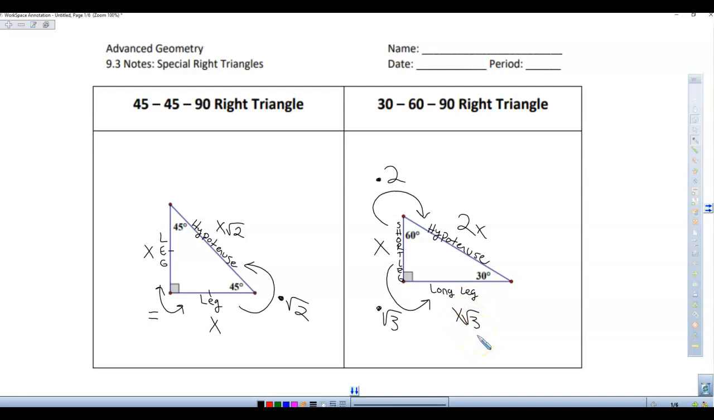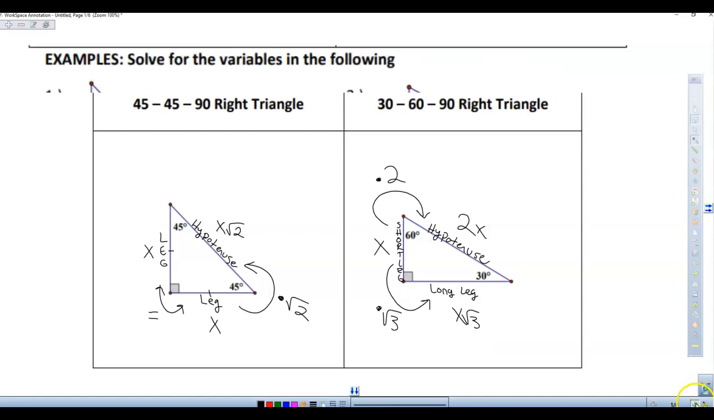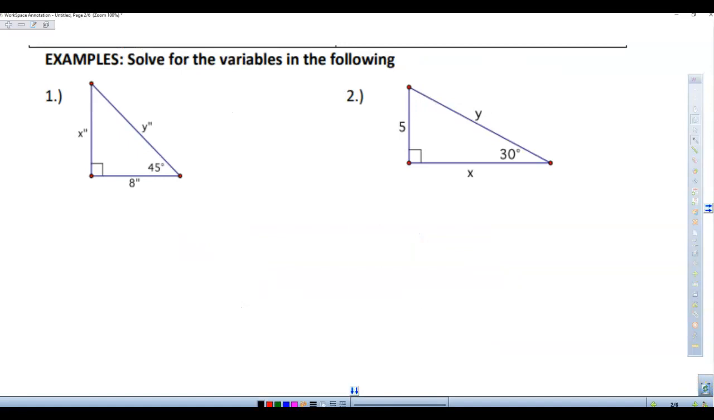So we will use this map, and we'll refer to short leg and long leg and hypotenuse when we do the following examples. So what I'll ask is that we do the first couple together, and then I'll challenge you to maybe try the next ones on your own by pausing and then checking by restarting the video and seeing what I got. So let's do these together first.